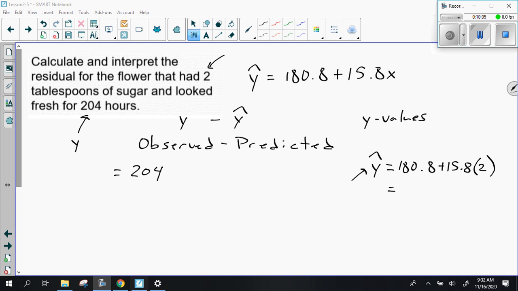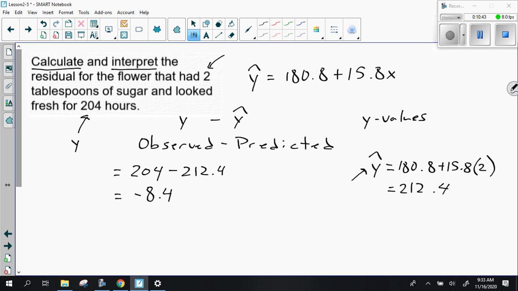And after I put that on my calculator, I got 212.4. And remember, that is in hours. So 204 minus 212.4 would be negative 8.4. So that is our residual. So how do we interpret that now? Because we've done the calculate part. Now let's get the interpret part off.